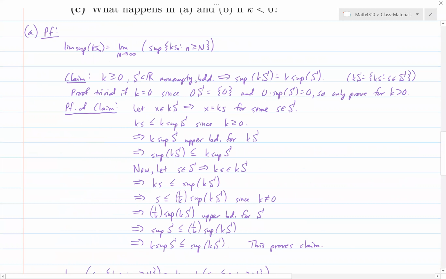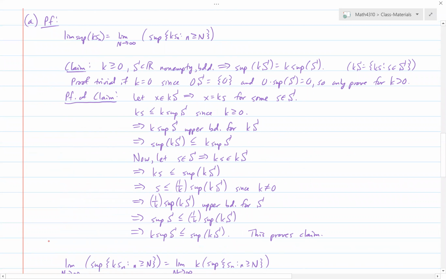I established this claim here, and it's really important to read this claim carefully, but I'm basically saying this: if k is greater than or equal to 0, and S is non-empty and bounded, then the sup of k times the set S is equal to k times the sup of S. And you say, well, what is k times the set S? What I'm saying is k times the set S is just k times every element in the set. The proof's pretty trivial if k is 0. If k is not 0, this is what I prove the claim for.